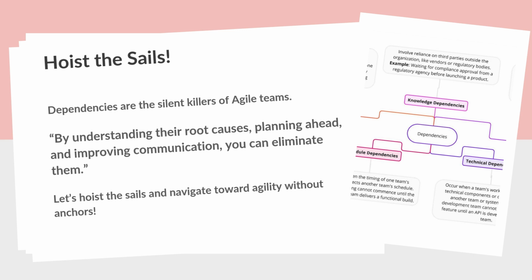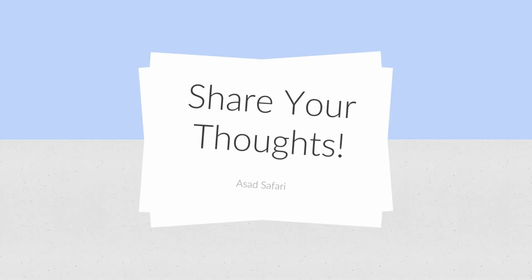So there you have it. 5 ways to handle dependencies and keep your agile ship sailing smoothly. Remember, it's not just about managing these anchors, it's about eliminating them to achieve true agility.